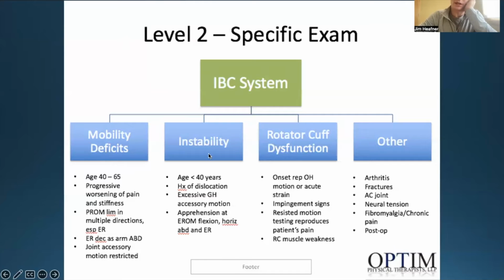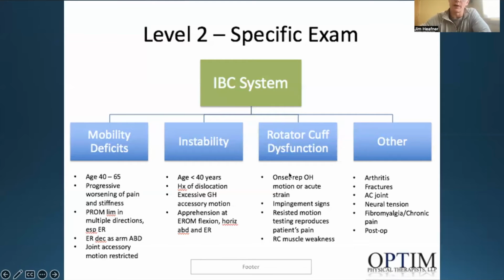Next, shoulder instability. We typically see instability in younger people, so people under 40. These people probably have had a history of dislocations. They have excessive glenohumeral joint motion. So whereas with mobility deficits, you obviously have a lack of motion, instability is excessive motion. And then they're going to have apprehension at end ranges of flexion, horizontal abduction, and external rotation. So with this, they have instability. We're likely thinking that there's a problem in the joint stability. We're also thinking that something with the superior, middle, or inferior glenohumeral ligaments is not checking those motions.